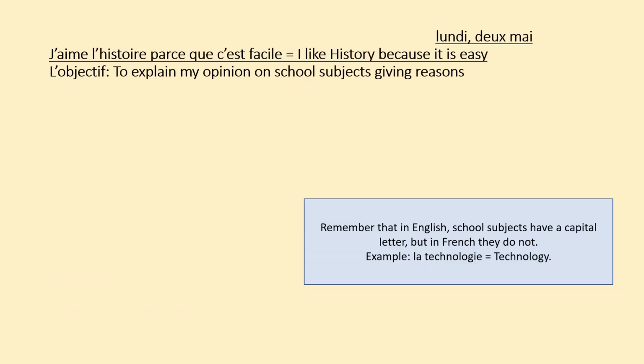Okay, remember to write your date in French on the right hand side at the top, and then underline it, as well as your title. So, j'aime l'histoire parce que c'est facile is I like history because it is easy. So I want your date and title underlined, and write down the objective, l'objectif, to explain my opinion on school subjects giving reasons. So our new information we're adding today is giving reasons for our opinions. Pause to do that now.